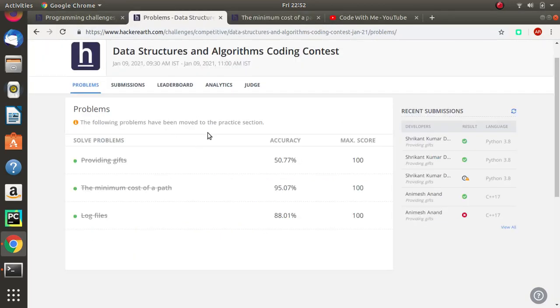Hello friends, today we are going to solve the HackerEarth data structure and algorithm contest that was held on January 9. In that one, the first question was pretty easy. Today we are going to discuss the second problem, that is the minimum cost of a path.